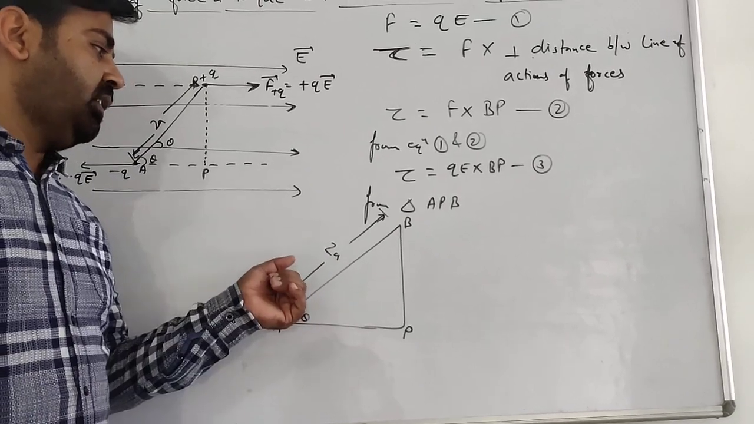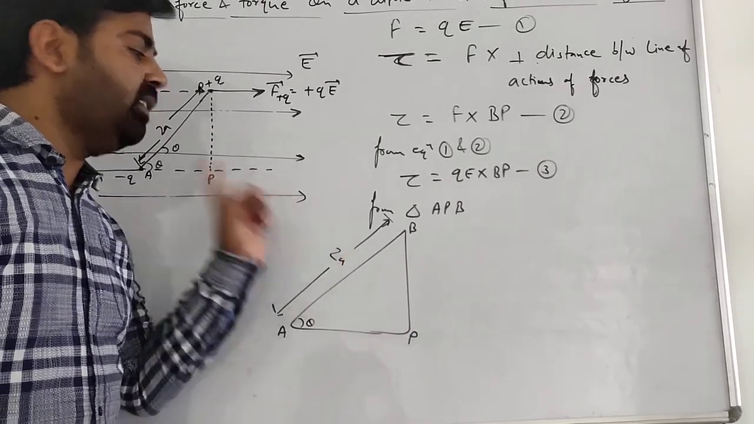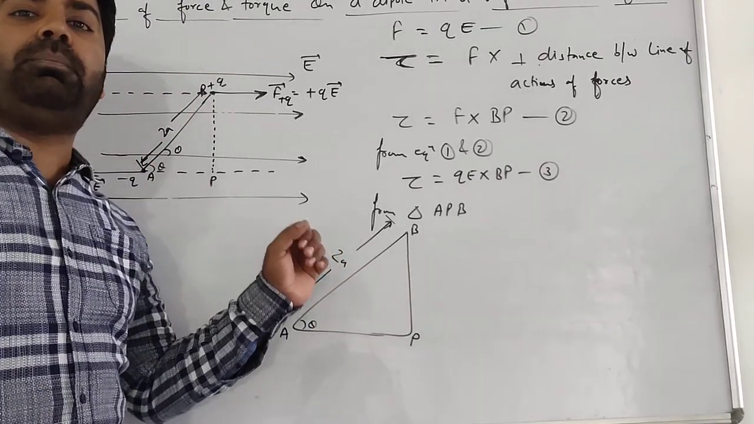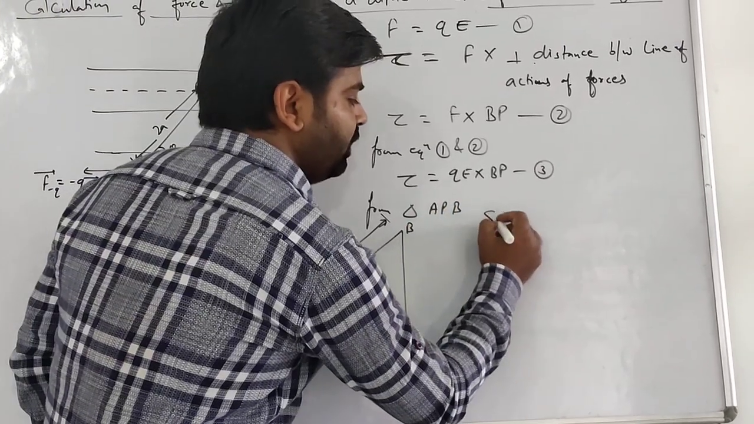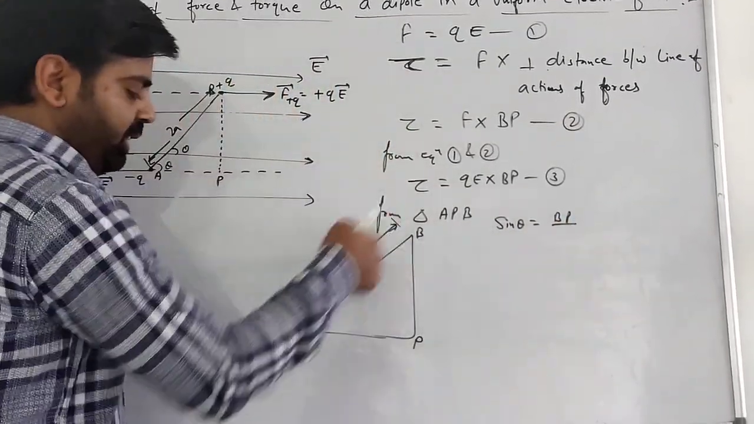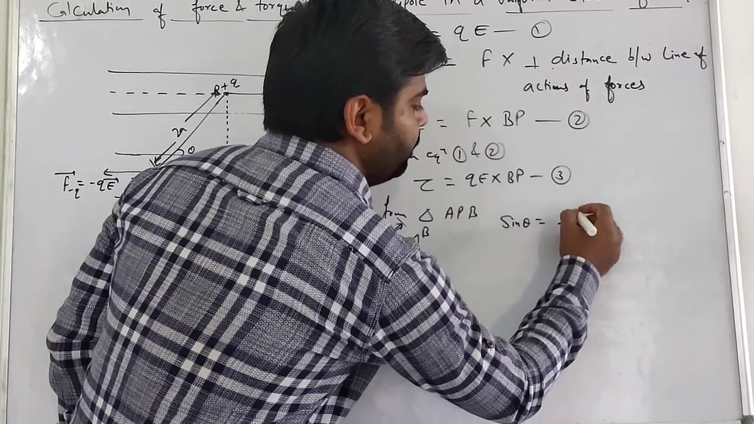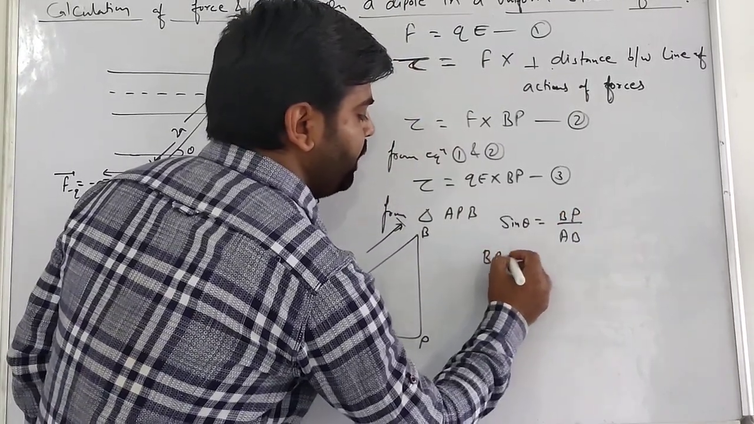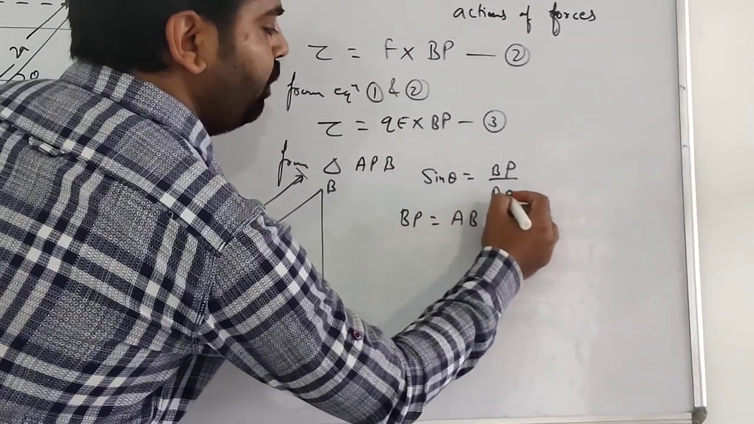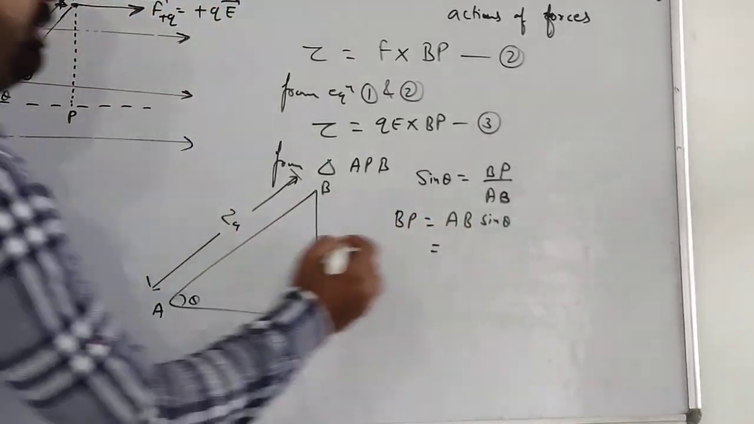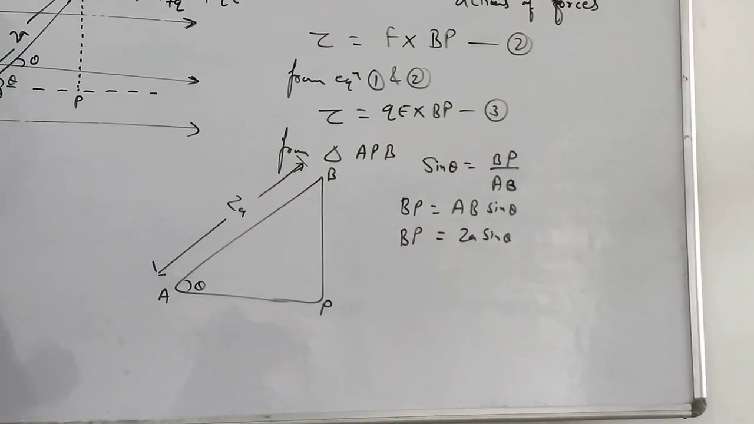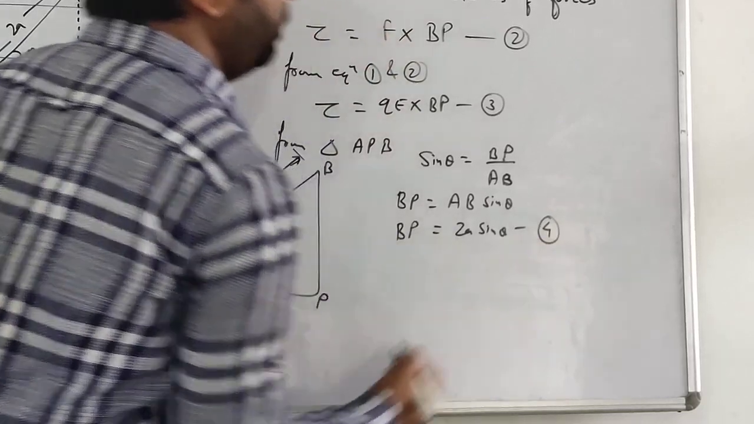So we deduce the trigonometry ratio in perpendicular and hypotenuse. What is the trigonometry ratio between perpendicular and hypotenuse? Sin theta, sir. So sin theta is equal to perpendicular BP upon hypotenuse AB. That means BP is equal to AB sin theta. What is the value of AB? AB value is 2a. So BP is equal to 2a sin theta. This is the equation 4th.